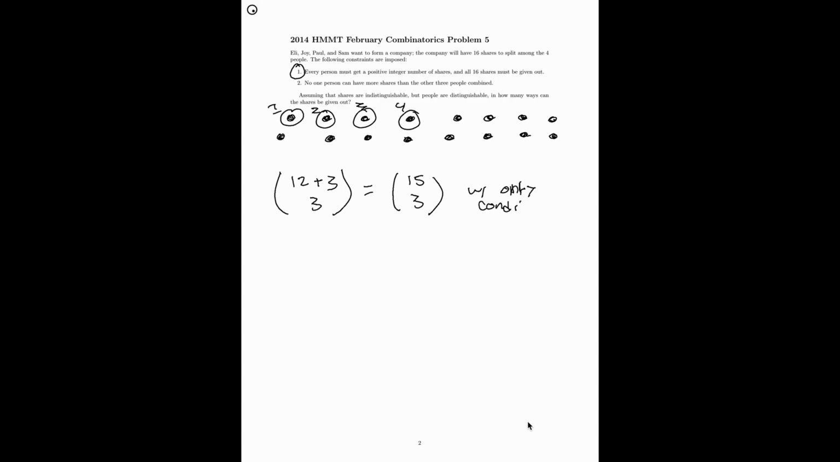Now our second condition is that no person can have more shares than all 3 other people combined. So we know that if a person has 9 shares, then there are only 7 shares left for the other people to share. And 9 is greater than 7, so this is not allowed. So we have to subtract off all these bad cases from the total with only condition 1. So I'm just going to remove these reservations for now.